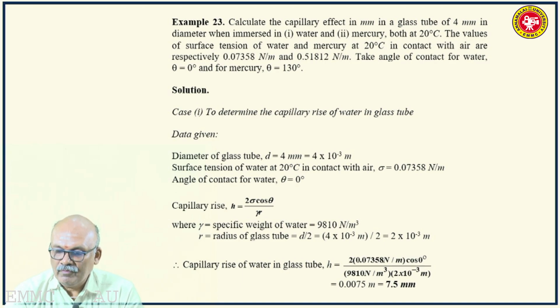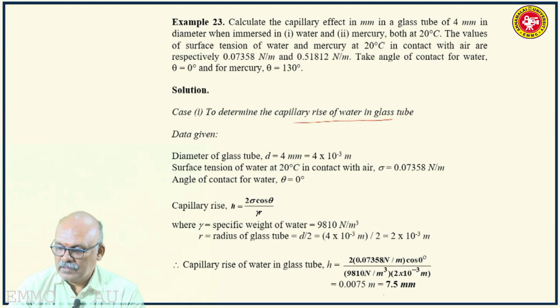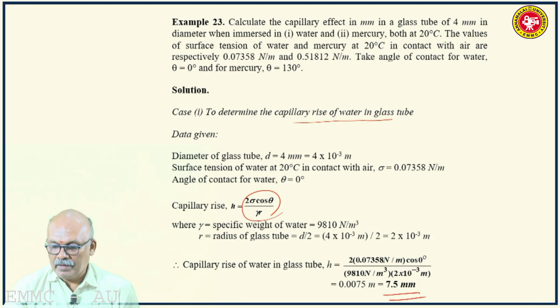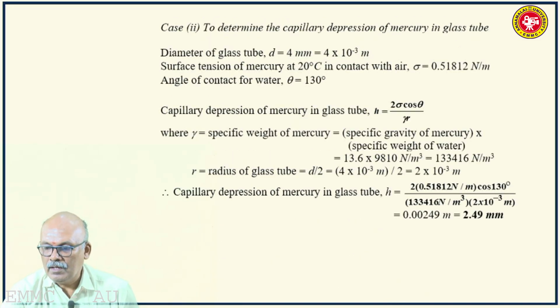So, find out first the capillary rise of water in glass tube, that comes to 7.5 millimeters using the formula for capillary rise, and then capillary depression, the same formula using the data for mercury. The specific weight of mercury is 13.6 multiplied by 9810, that is the specific weight of the standard fluid, that is water, you get 133416 Newton per meter cube.